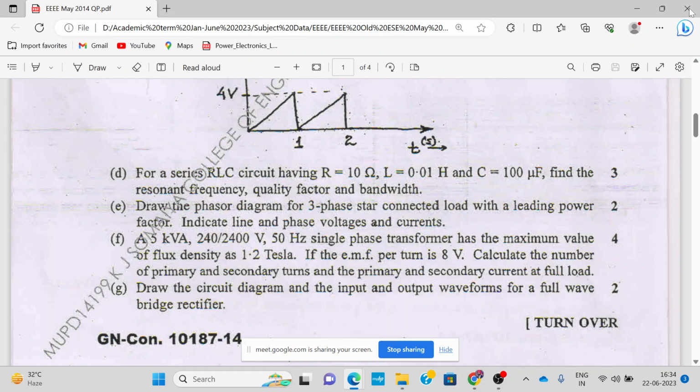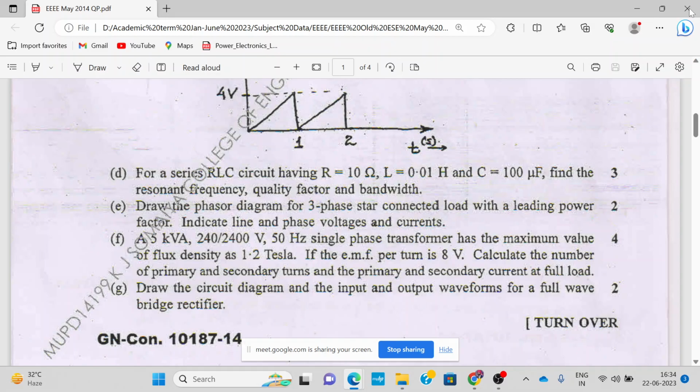Next is: draw the phasor diagram of a three-phase star-connected load with a leading power factor. Indicate line and phase voltages and currents. Now this topic I have covered in the class, and even though it is asked for 2 marks, believe me, if it comes in the exam now, it will be asked for minimum 5 marks. Questions of less than 5 marks will mostly not be asked.